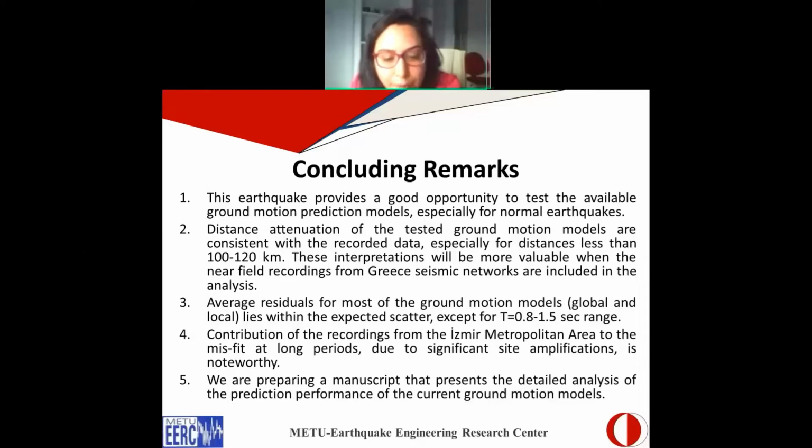And finally, I'm going to say that we are almost done on a manuscript that presents a lot more distance attenuations, a lot more detailed analysis of the prediction performance of the current ground motion models. So please stay tuned. If you want further information, we have the reports that are published on the ZIMAM website. Thank you very much.